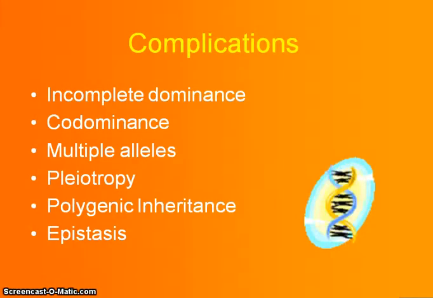Now, not all crosses are as straightforward as these ones. There are some different complications. A few of them are incomplete dominance, codominance, multiple alleles, pleiotropy, polygenic inheritance, and epistasis.